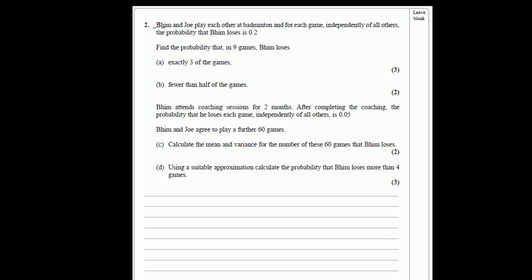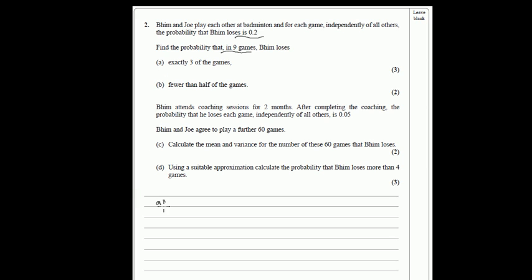In question number 2, Bhim and Joe play each other at badminton, and each game is independent of all others. The probability that Bhim loses is 0.2. Now you know it is either going to be binomial or Poisson distribution. This is probability 0.2, so it has to be binomial distribution. So the probability is given and this is also given. So this is n. So find the probability that in 9 games, so that is n. Whenever you see probability, it has to be binomial.